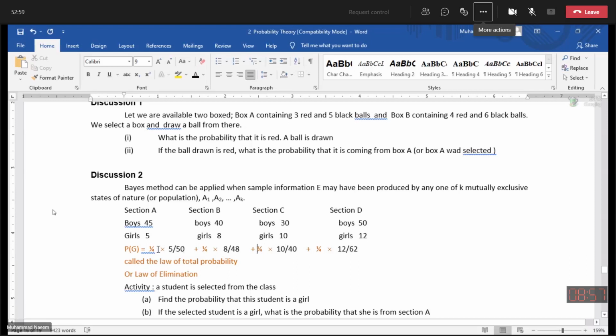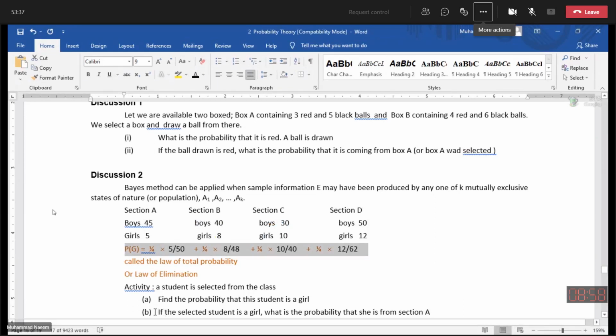So each probability is associated with the probability of the respective sections, but by chance we have the same probability of these sections. So 1 by 4 for each. This will be multiplied before finding the probability of a girl from there. So this is our required probability for part 1.